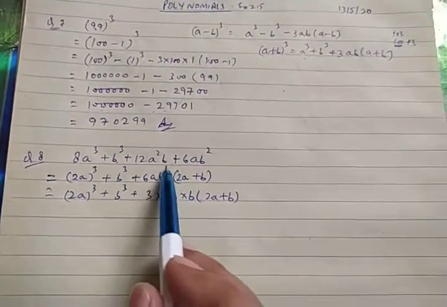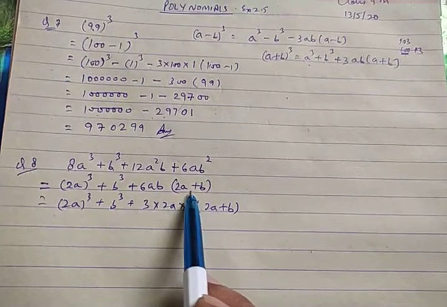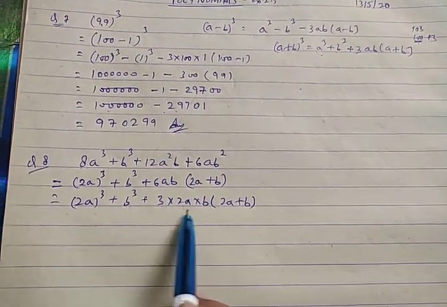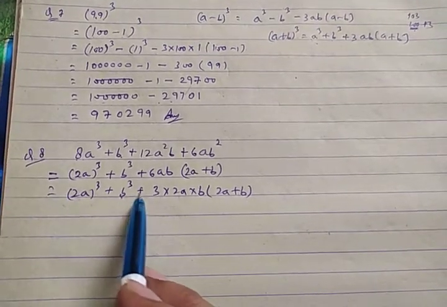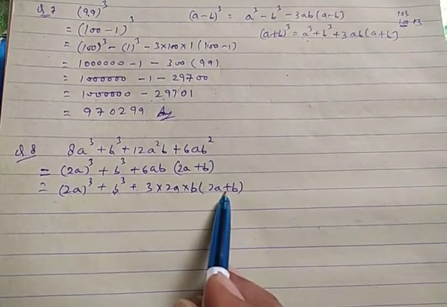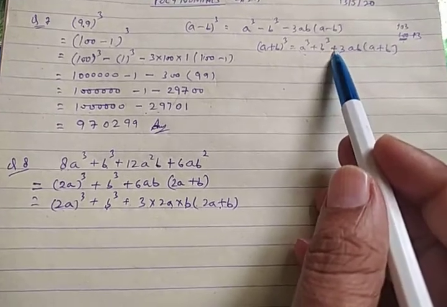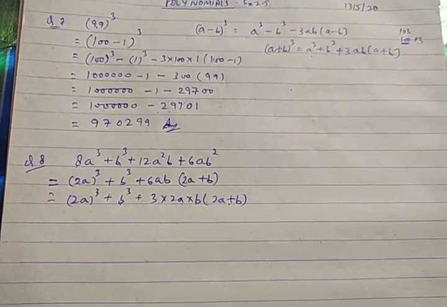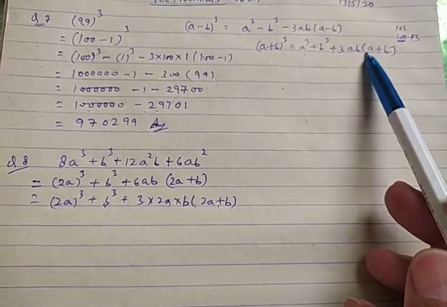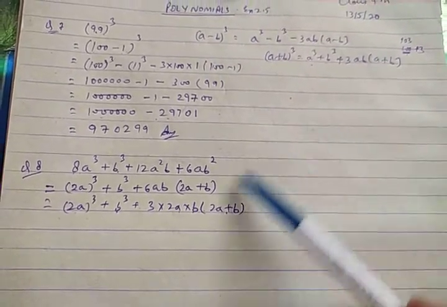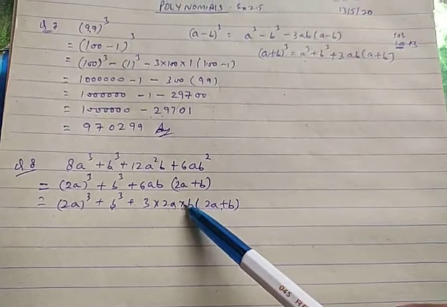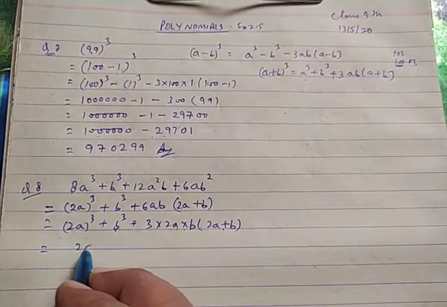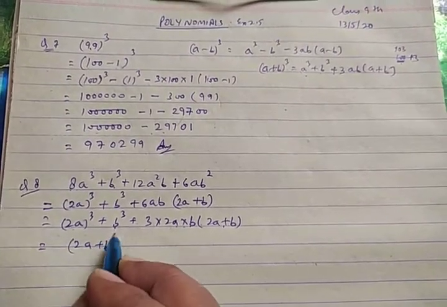Just taking something common in the second step, in the last two terms, you are obtaining the format a cube plus b cube plus 3ab(a plus b). This is matching with the formula of a plus b whole cube. Means the given expression is to be written in the format of the given formula. Now this right side of the formula is matching with the given question. You can apply in the reverse order. This will simply become 2a plus b whole cube.